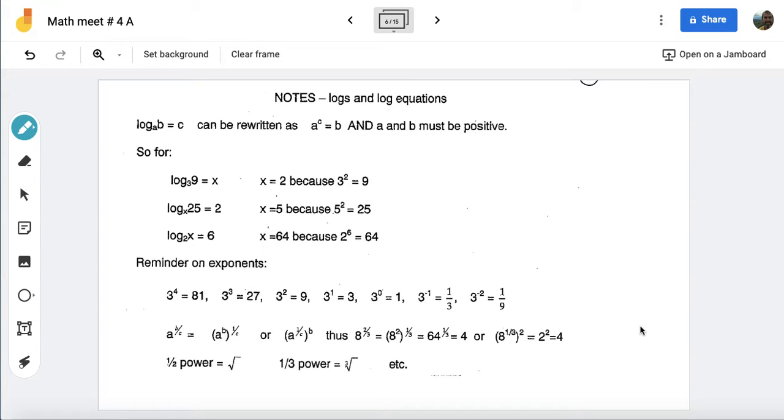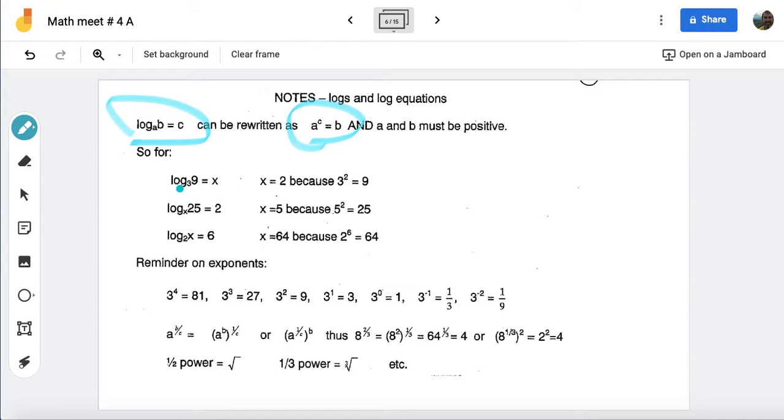Okay, math teamers, here's a video for the second category in the math meet, number 4, log and log equations. So let me review some log rules for you. Log base a of b equals c can be rewritten as a to the c equals b. a and b must be positive. Also, if you have this, you can rewrite it like this.